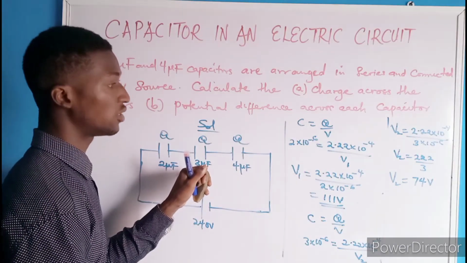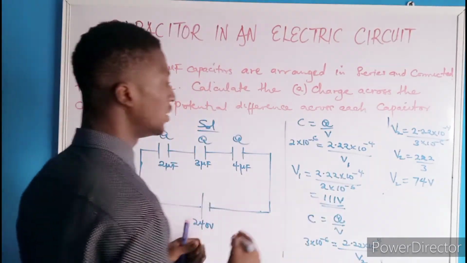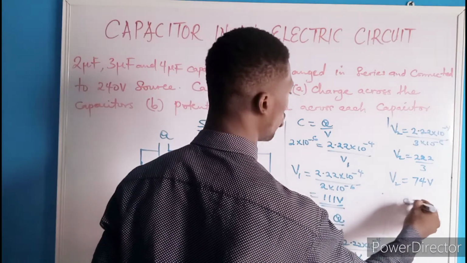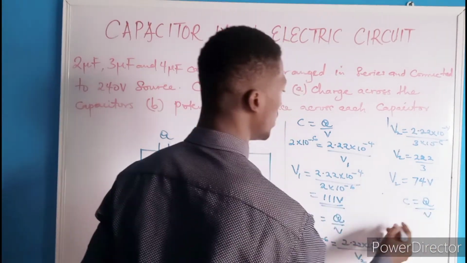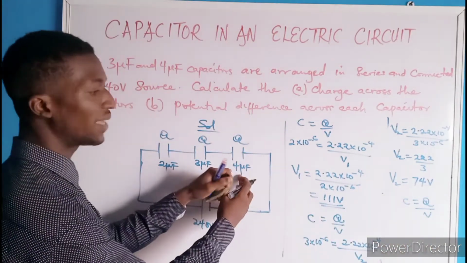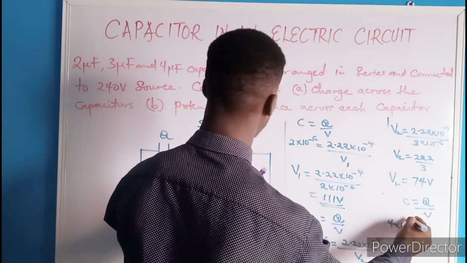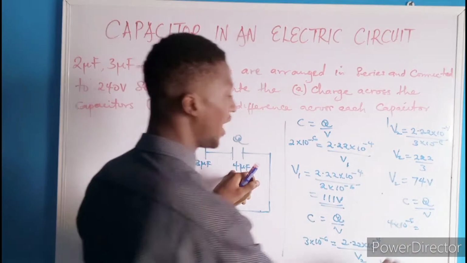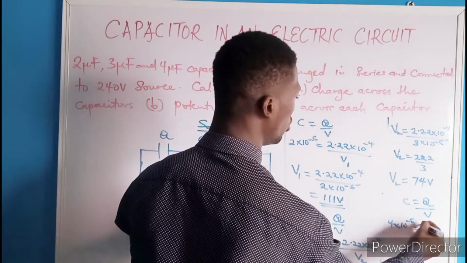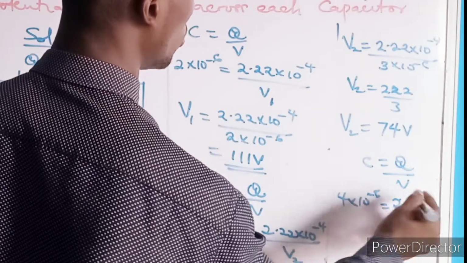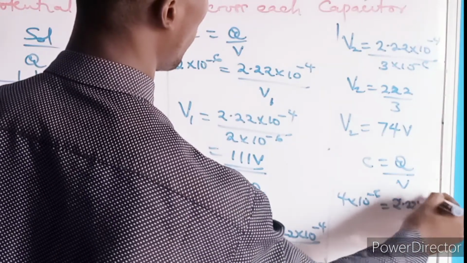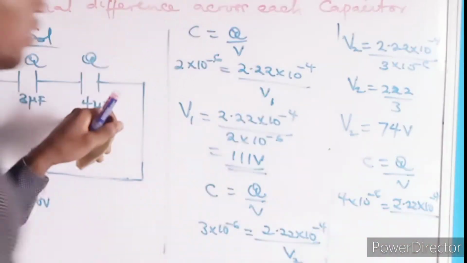74 volts for the second capacitor. So now let's move to the next one, which is C equals Q over V. Now for this third one, the capacitance of the capacitor is 4 times 10 to the power minus 6, equal to Q, which is 2.22 times 10 to the power minus 4, divided by the third voltage.